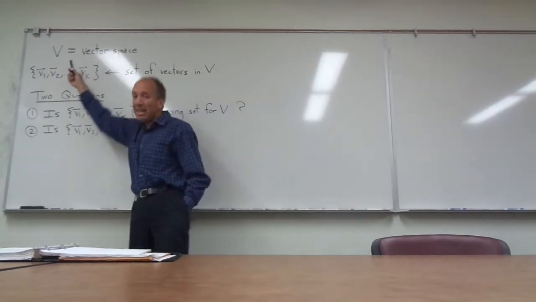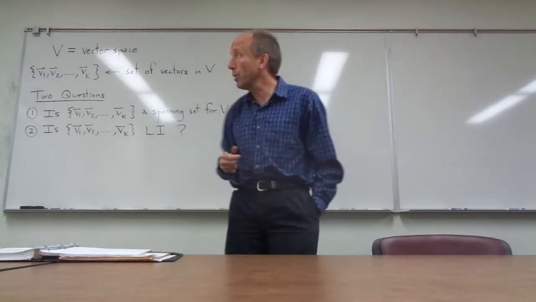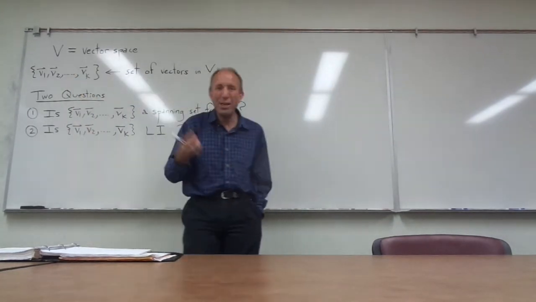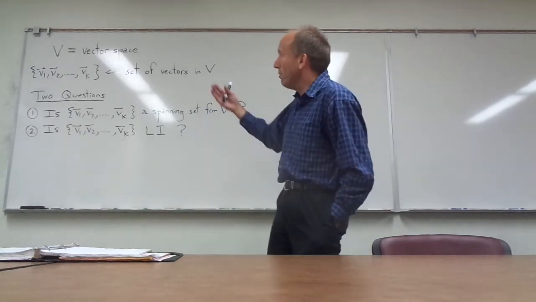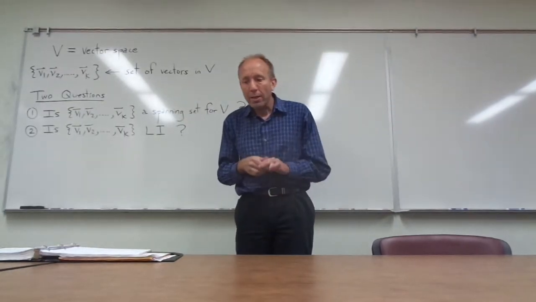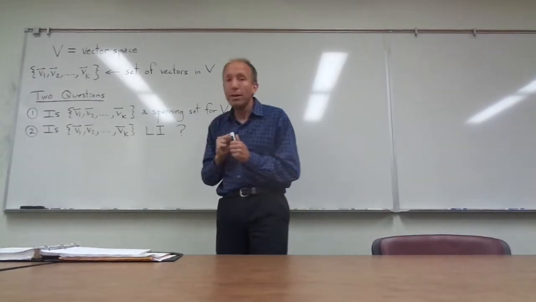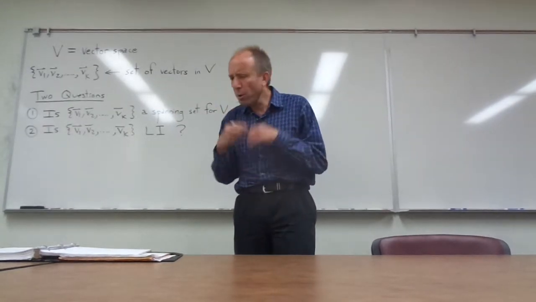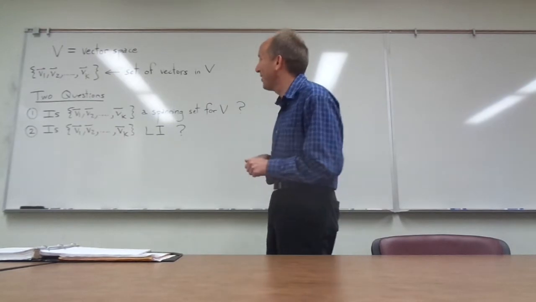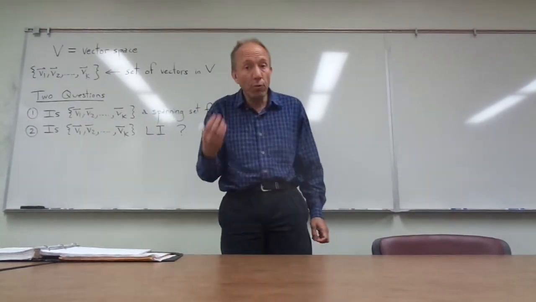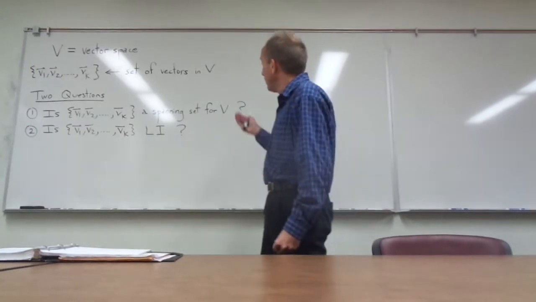Let's let V be the vector space that we're looking at. And imagine we take a handful of vectors out of V: V1, V2, up through Vk. There are two important questions that we would like to ask about that set of vectors. Both of them are yes-no questions. The first one is, do those vectors form a spanning set for V?